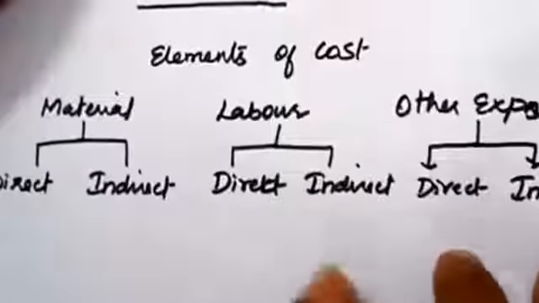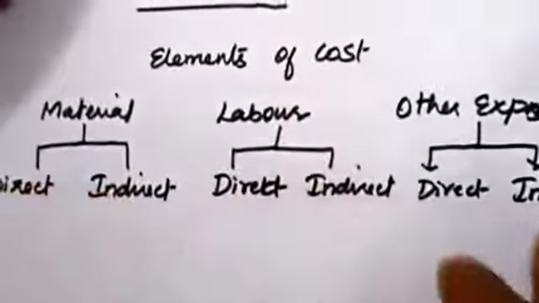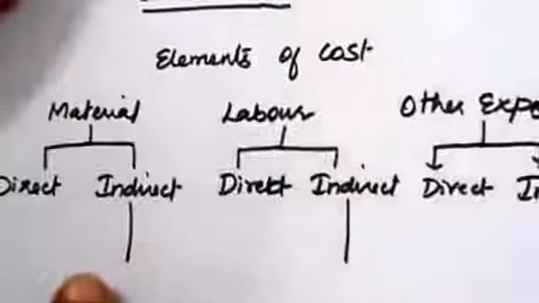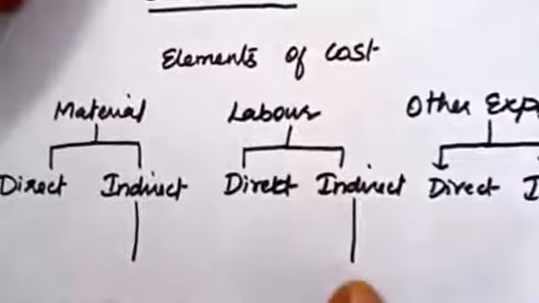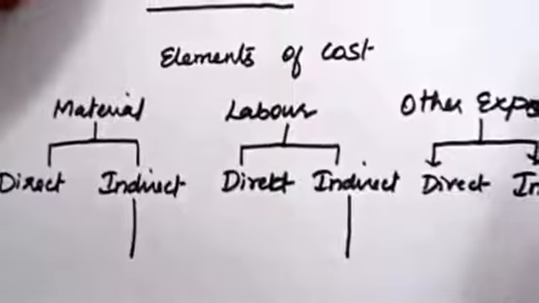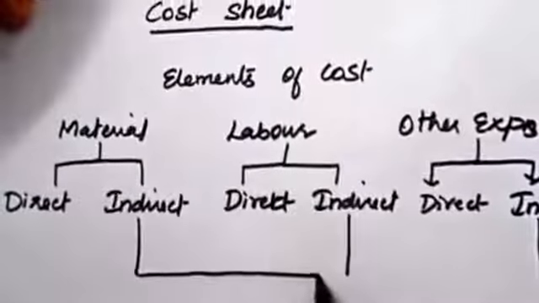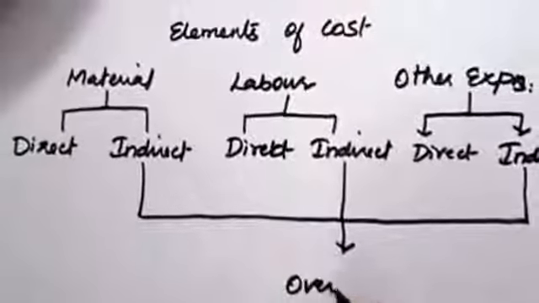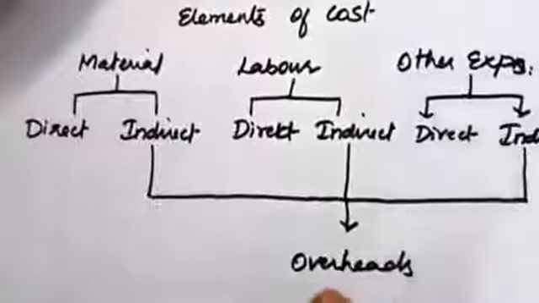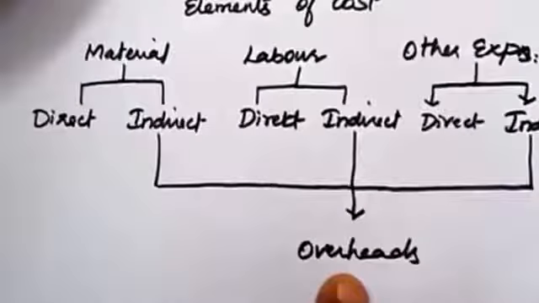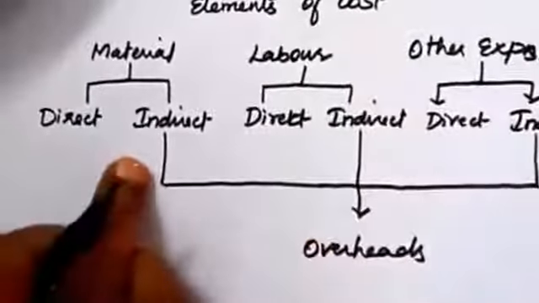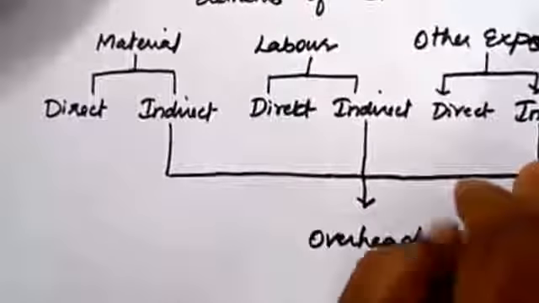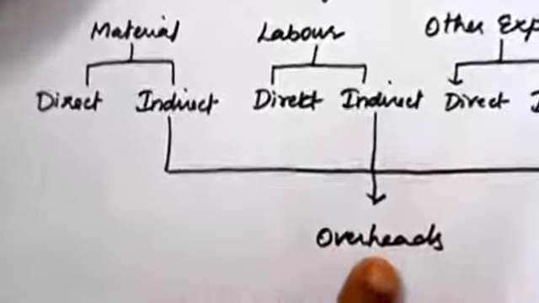Now all these indirect expenses, that is indirect material, indirect labor and indirect other expenses, all these three indirect expenses combinedly are called overheads. Overheads means indirect expense. It may be indirect material, indirect labor cost or indirect other expenses. So this is combinedly called overheads.